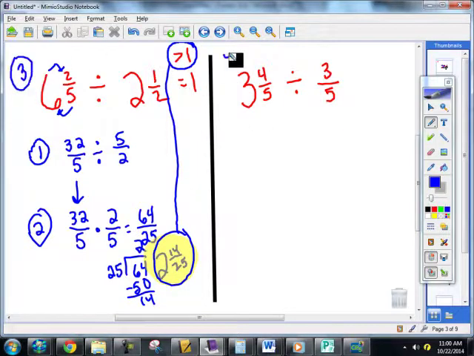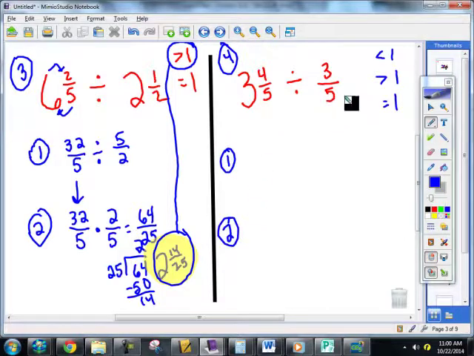I would like everybody to please go on and do number 4. Before you start, please make a prediction of whether it's going to be less than 1, greater than 1, or equal to 1. Okay, here we go. First of all, let me get my 1 and 2 down there for my 2 steps. Making a prediction, the question would be, how many groups of 3/5 are there in 3 3/4? Well, since that's a proper fraction and much smaller than my dividend, this is also going to be much greater than 1.